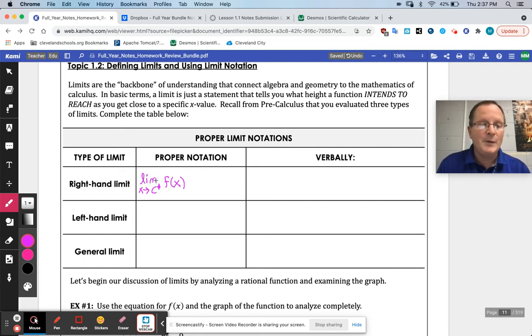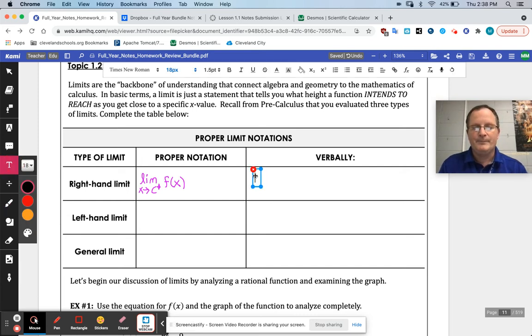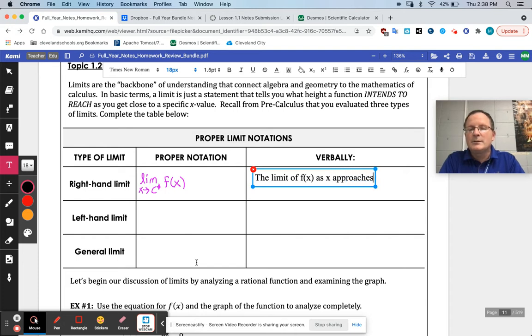So we have LIM for the limit. x is approaching, this is an arrow, C from the right, that's a plus, doesn't look like it. And then there's the function we're talking about. As far as reading this, it is read, the limit of f of x as x approaches, in this case, C from the right. Boom. That's how you say it.